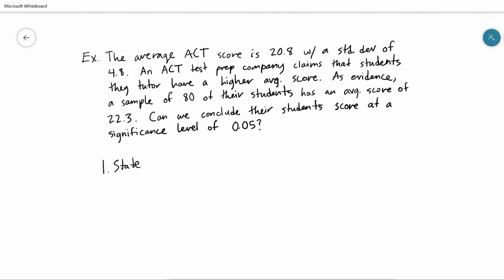Apologize. State the null and alternate hypothesis. So rereading the question, it says that the average ACT score is 20.8 with a standard deviation of 4.8. But this ACT test prep company claims that their students have a higher average score. And as evidence, they show that a sample of 80 of their students has an average score of 22.3. Can we conclude that their students scored a significant score higher? Let me sneak that in there. Score higher at a significance level of 0.05.